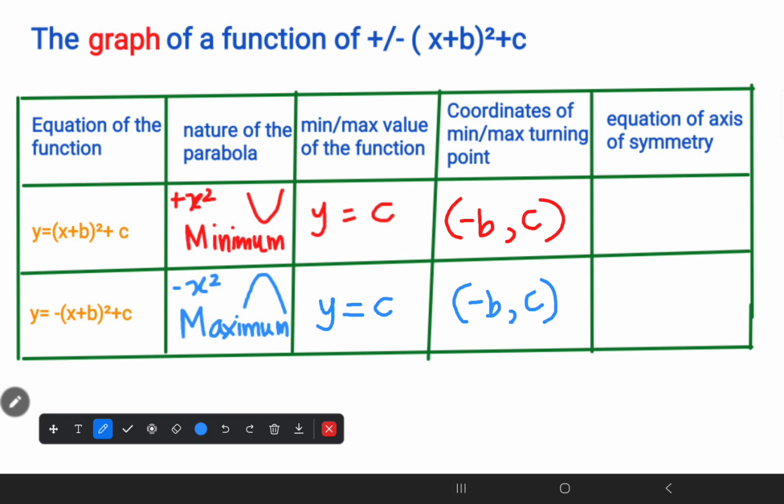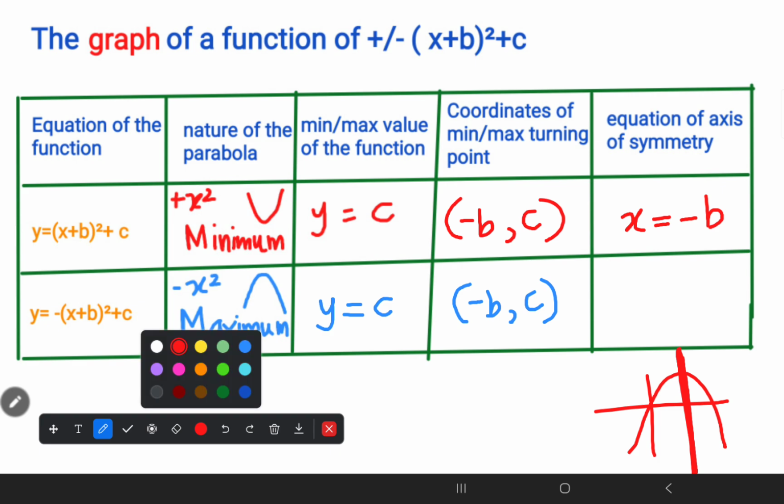And one more thing, the equation of the axis of symmetry could be x equals negative b. Look at this. When your curve is like this and you draw the axis of symmetry, it is going through the turning point. So x equals negative b. That would be the equation of the axis.